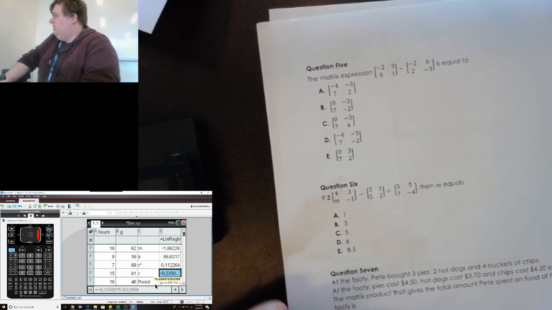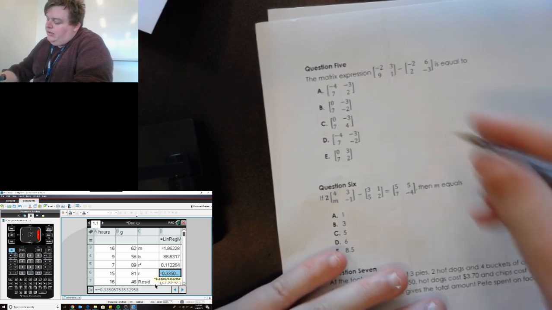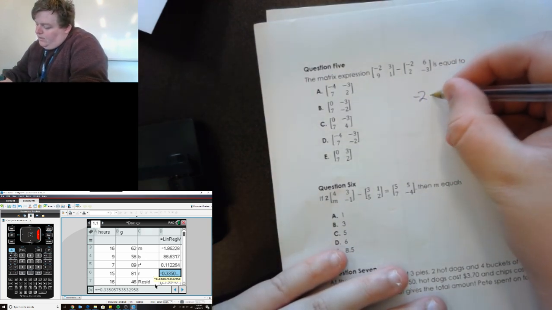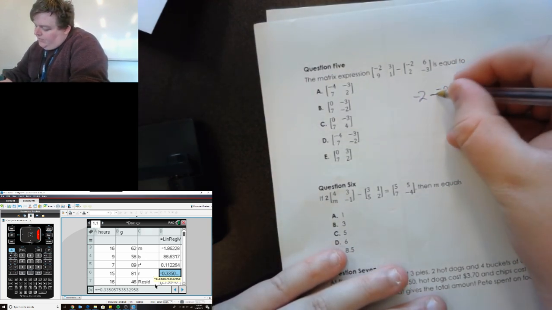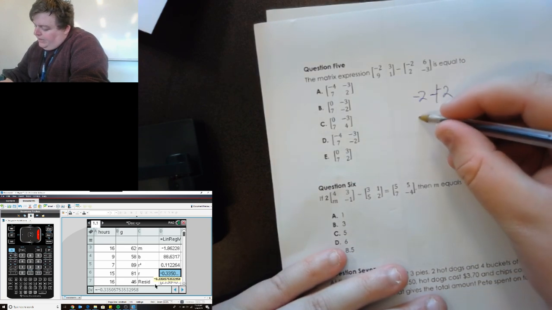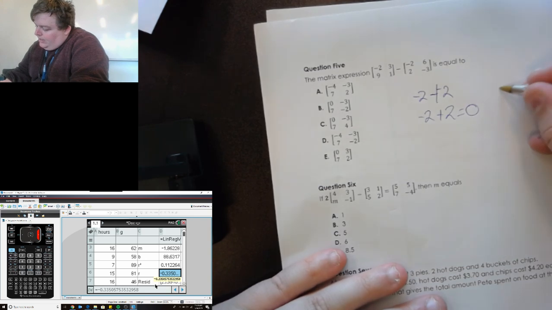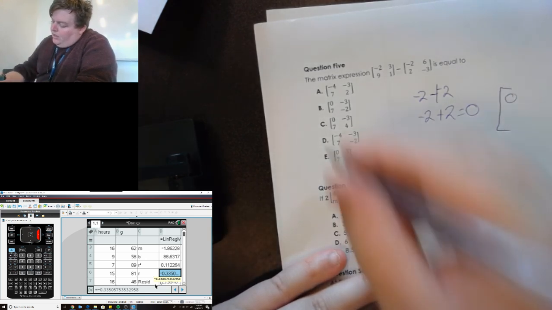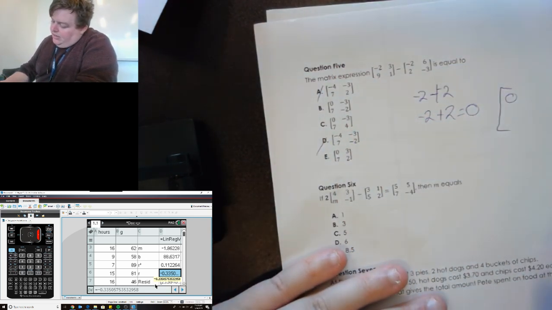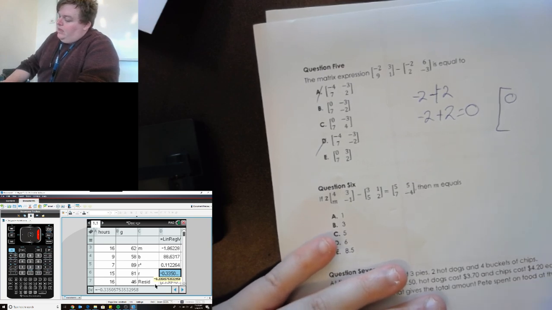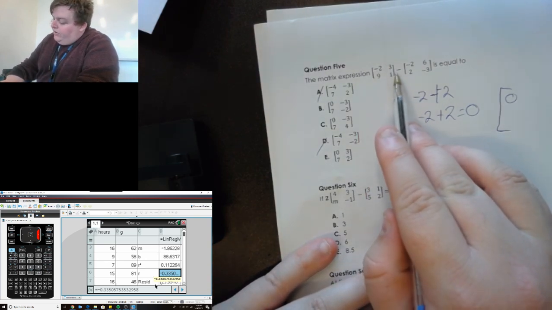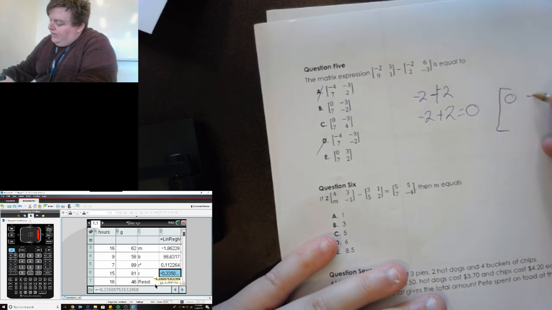So again, I'm just going to do these and then rule things out as we go. So -2 minus -2 becomes a plus. So that means -2 plus 2 equals 0. So the first value is 0, which means it's not that or that. Okay. Second one, -2 minus 6 becomes -8.